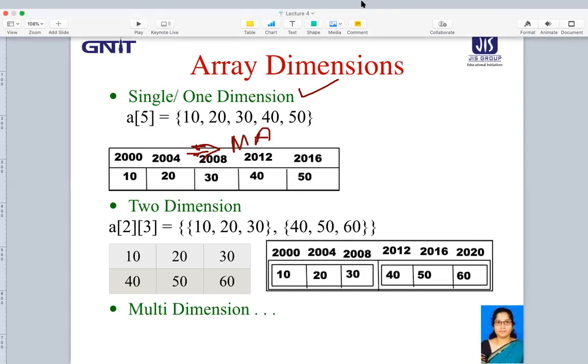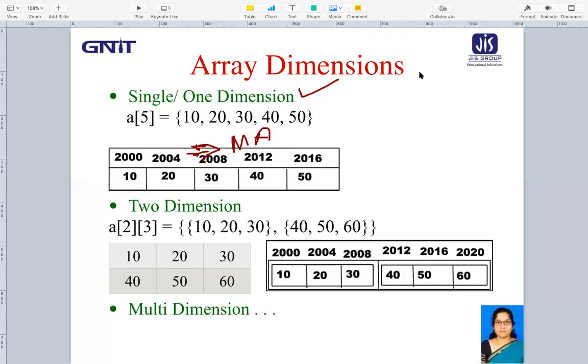Now, if we talk about the two-dimensional array, in the case of a two-dimensional array we usually represent the array like this. So it's A[2][3]. It's two dimensions: one is the row and the other is the column. And 10, 20, 30. We can also write it in this way, or we can also write it in this manner. So A[2][3], and we can write it like 10, 20, 30, 40, 50, 60. We can also do it in this manner.